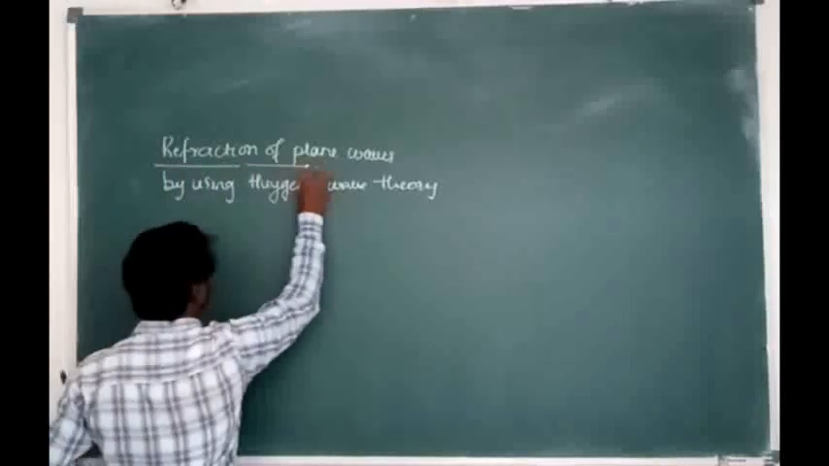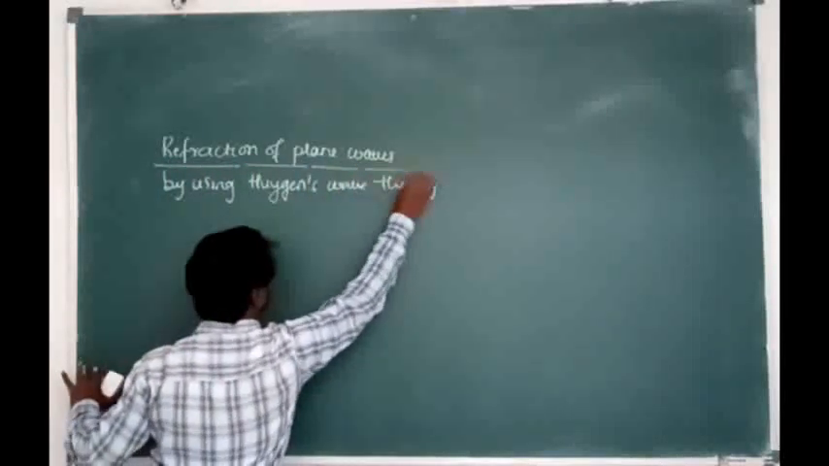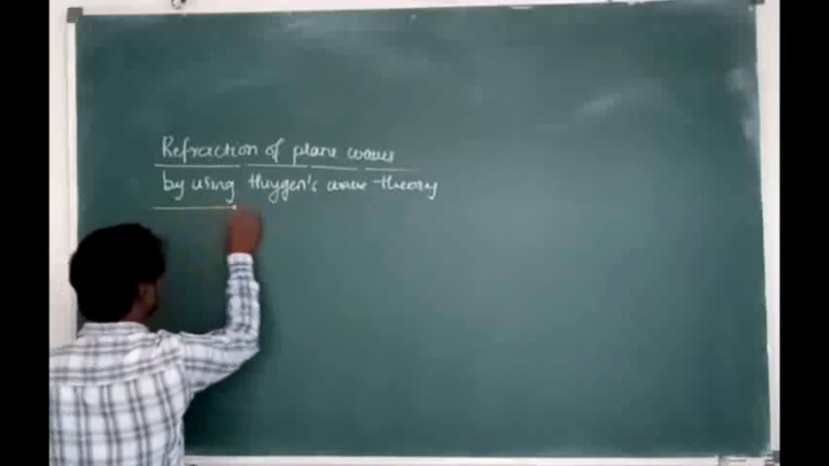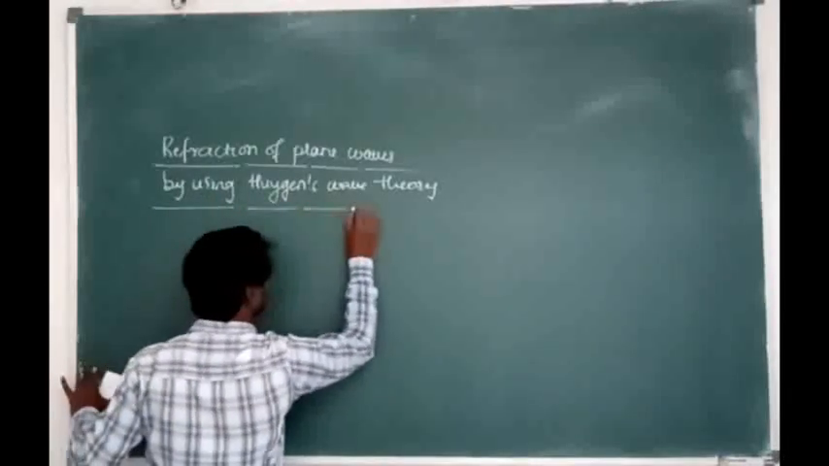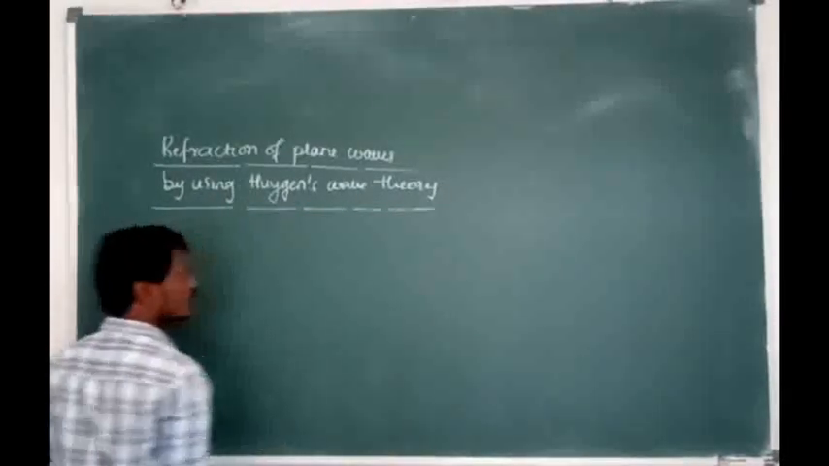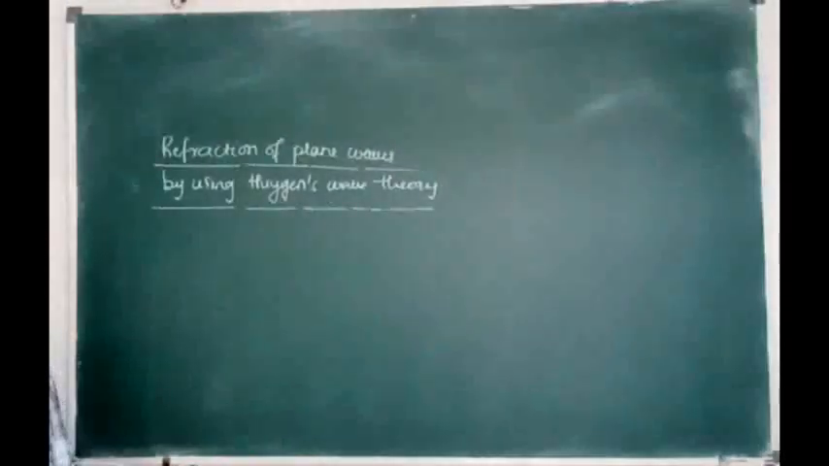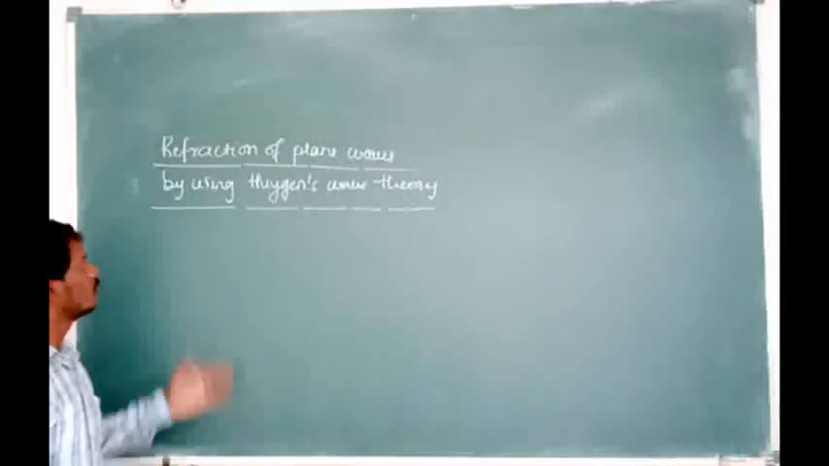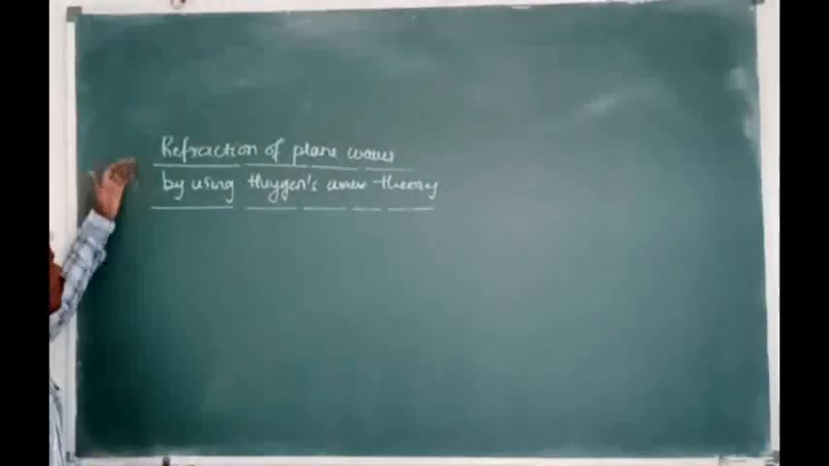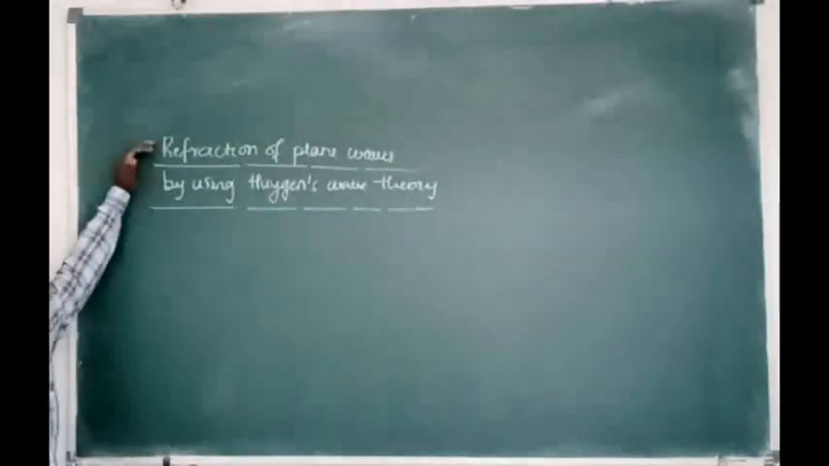For the refraction of light, there must be two media, both having different refractive indices. The medium having the low refractive index is called the rarer medium. The medium having the high refractive index is called the denser medium. By using that concept, we are going to derive the law of refraction of light.